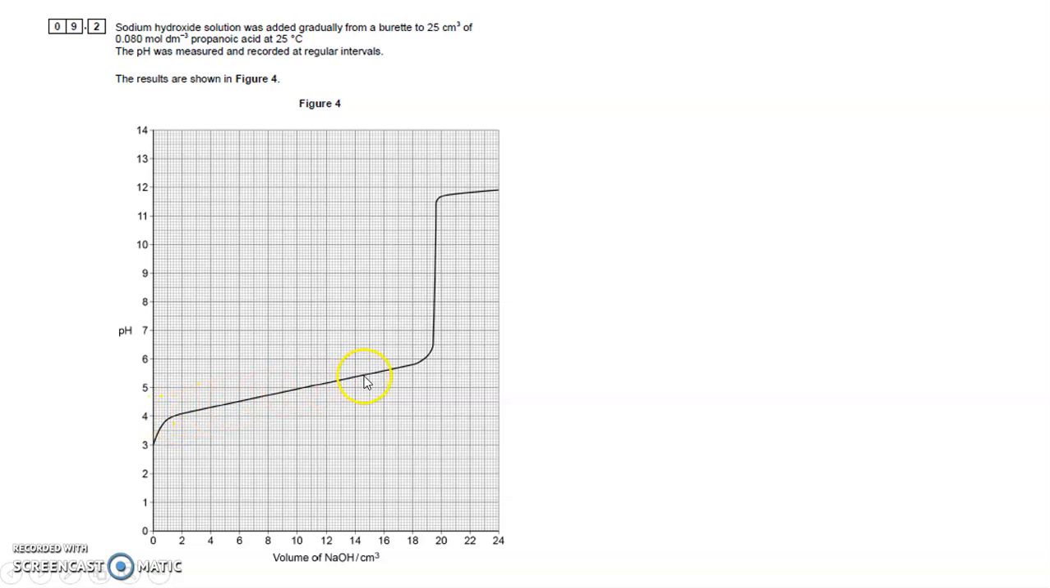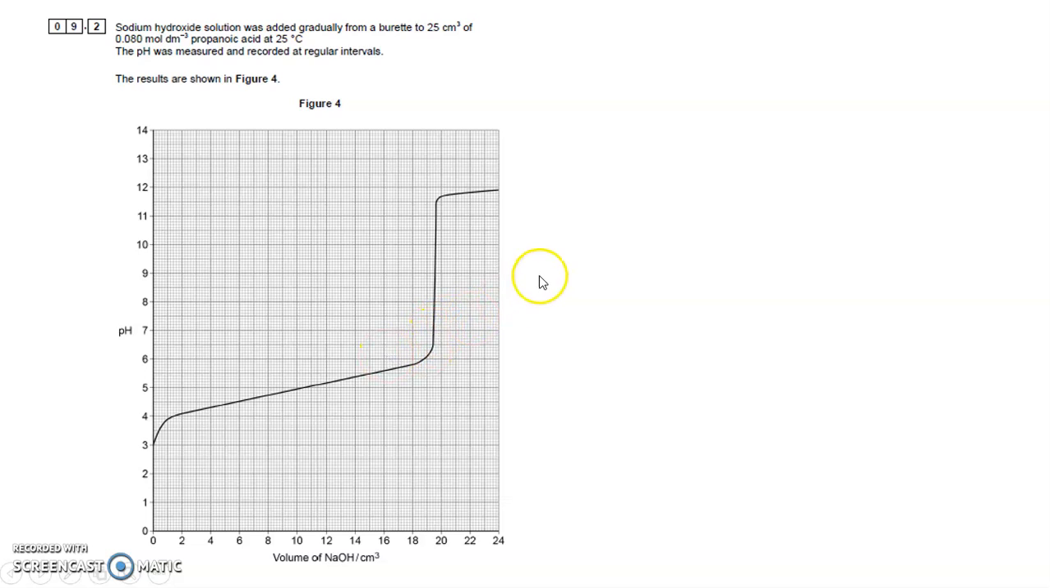I'm getting a buffering effect, and then around about here at the equivalence point, pH 7, the number of moles of propanoic acid and sodium hydroxide are an equal amount. After that I get a sharp rise at my equivalence point, and the pH rises very, very quickly up to pH 12. So there's a sharp increase in pH, and that's because I'm adding an excess of sodium hydroxide after pH 7.